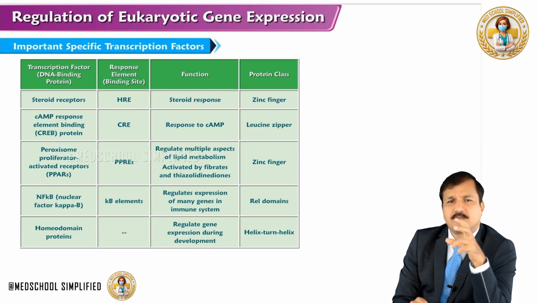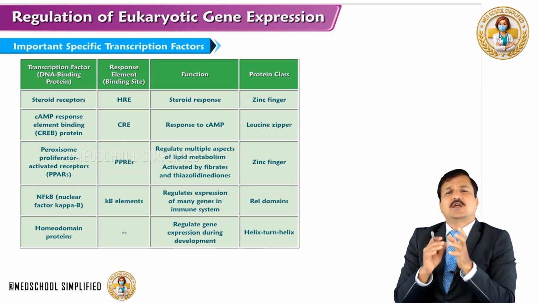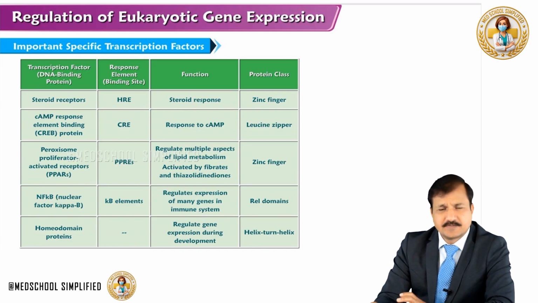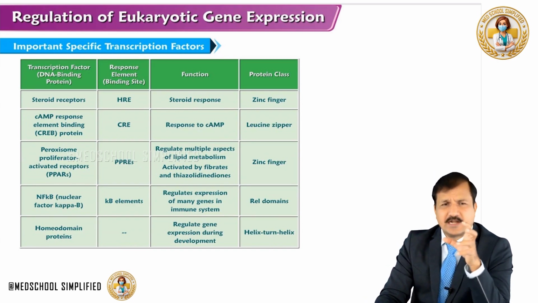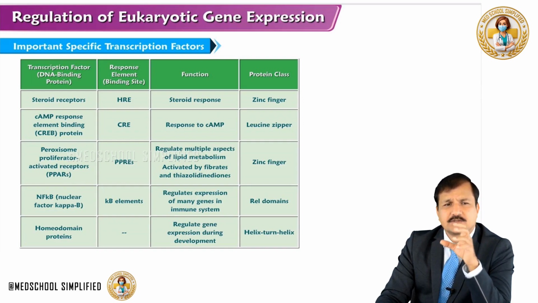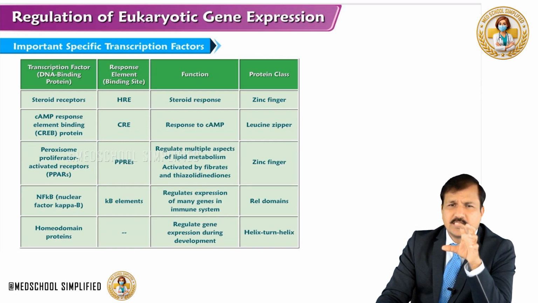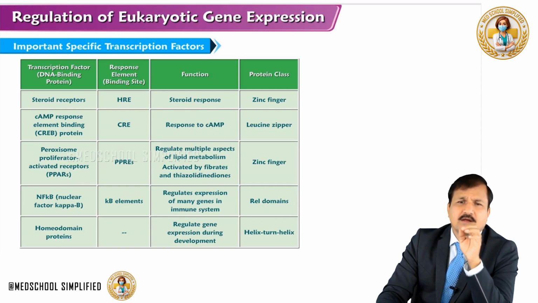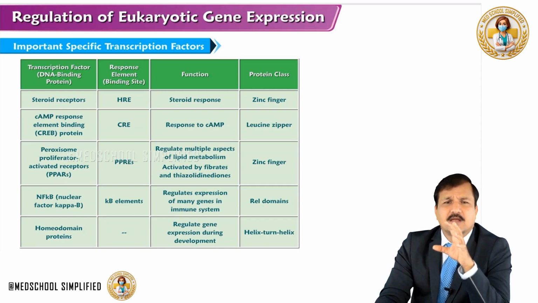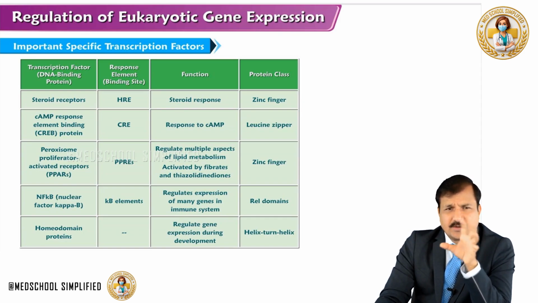Individual members of this family of zinc finger proteins are activated by a variety of natural and xenobiotic ligands. Examples are fatty acids, prostaglandin derivatives, fibrates, thiazolidinediones. So, all these are the ones which activate the zinc finger protein class of PPARs, which bind to PPREs, that is PPAR response elements.